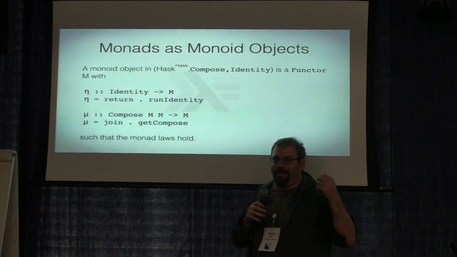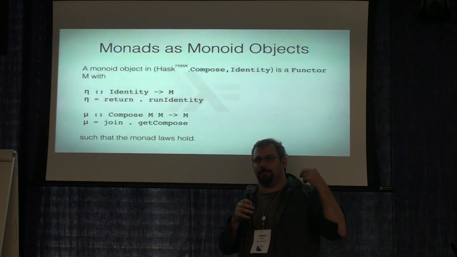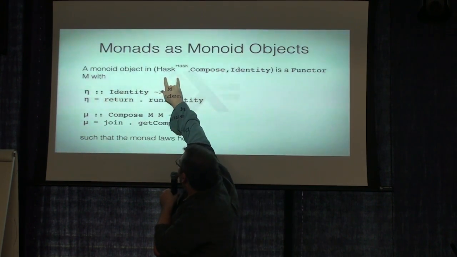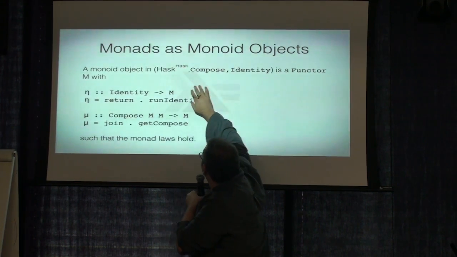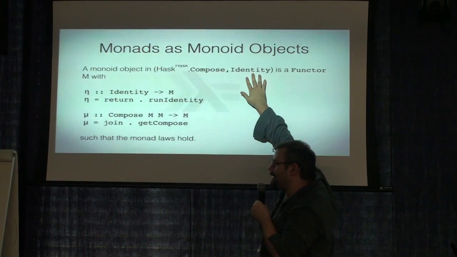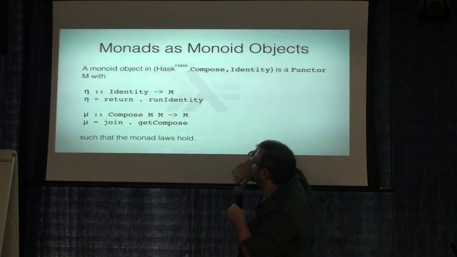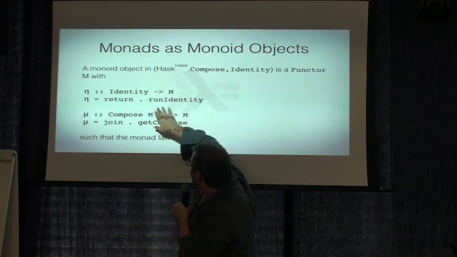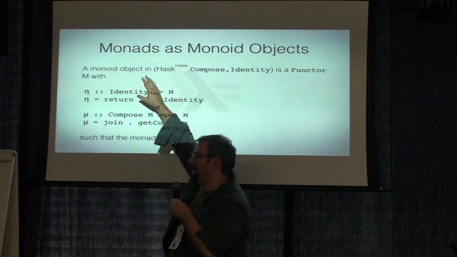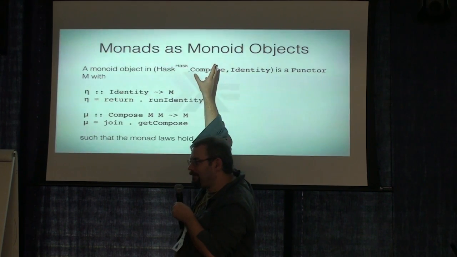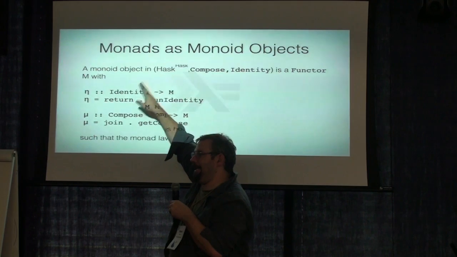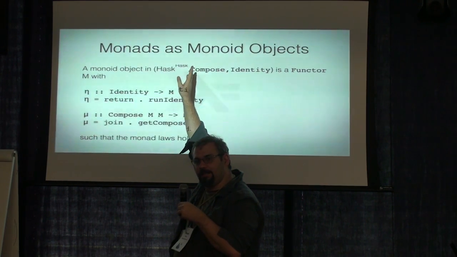A monad is a monoid object in the monoidal category of functors from Hask to Hask, with functor composition as my tensor, using identity as the identity for composition, where we have a natural transformation from identity to M. The natural transformation here is identity of A goes to M of A for all A. So we usually just drop the word identity entirely. And then you see A to M of A, that's return.